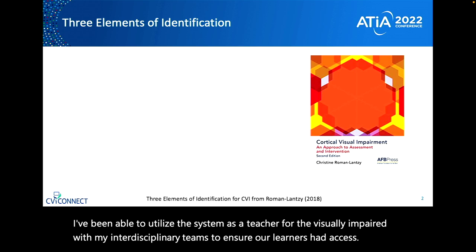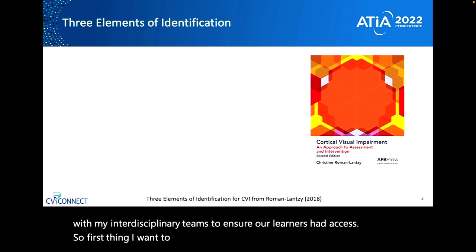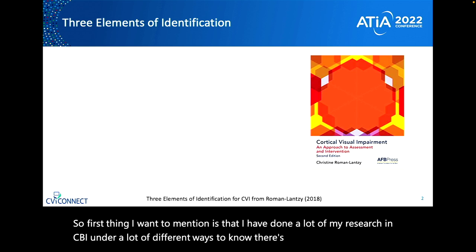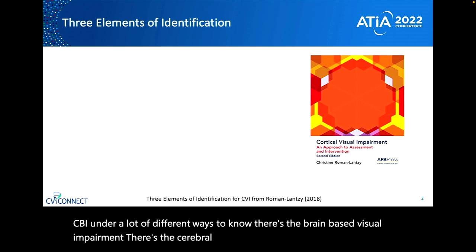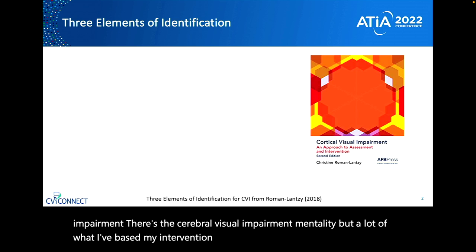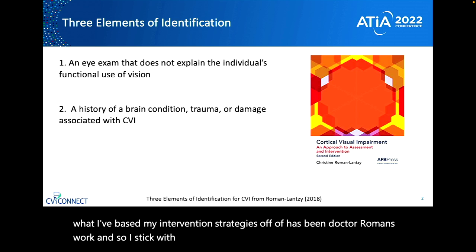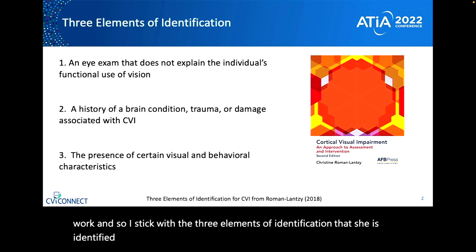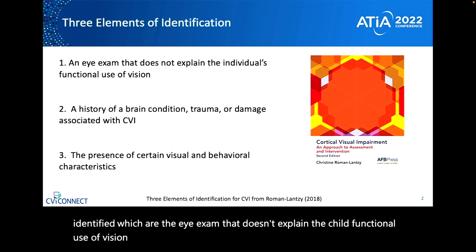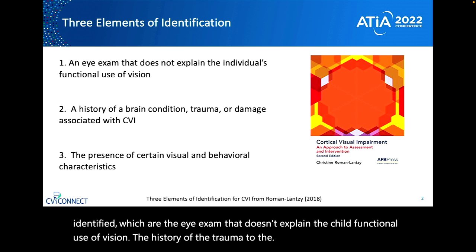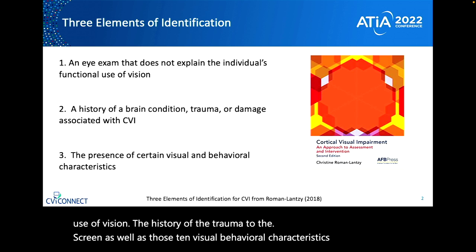First thing I want to mention is that I have done a lot of my research in CVI in a lot of different ways, because I know there's the brain-based visual impairment, there's the cerebral visual impairment mentality. But a lot of what I've based my intervention strategies off of has been Dr. Roman's work, and so I stick with the 3 elements of identification that she has identified, which are the eye exam that doesn't explain the child's functional use of vision, the history of the trauma to the brain, as well as those 10 visual and behavioral characteristics that she identifies.